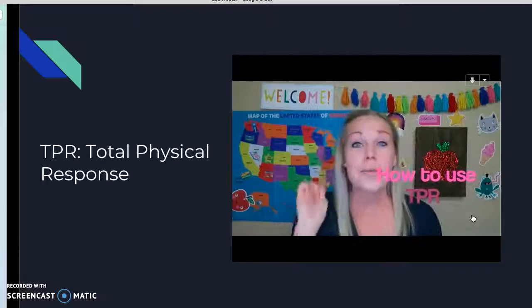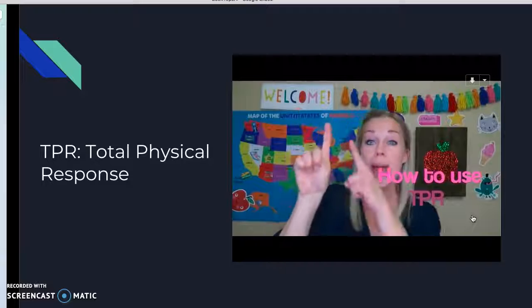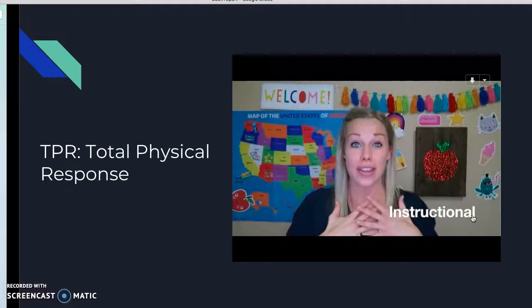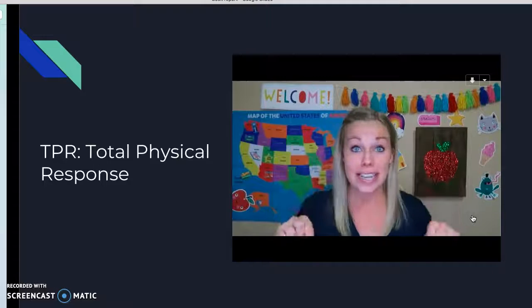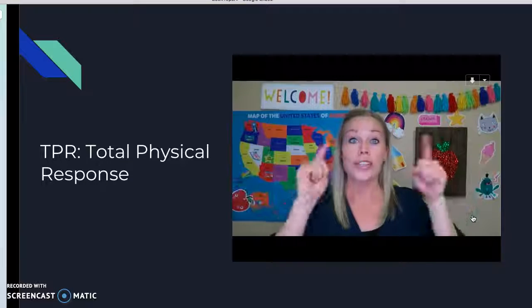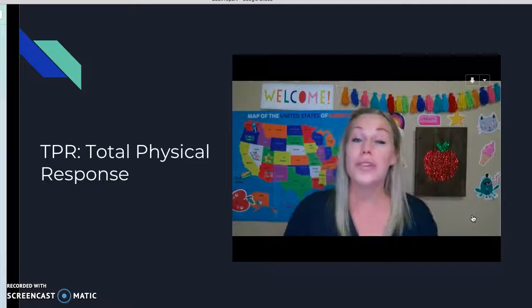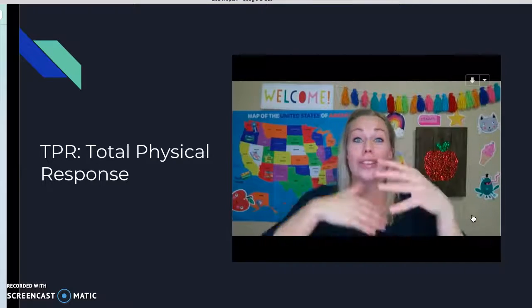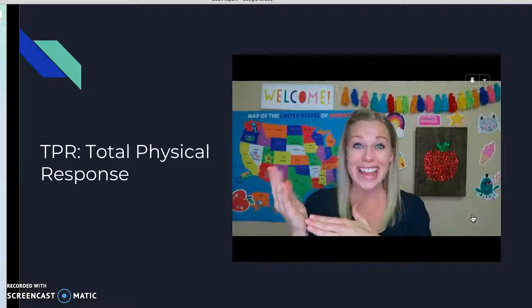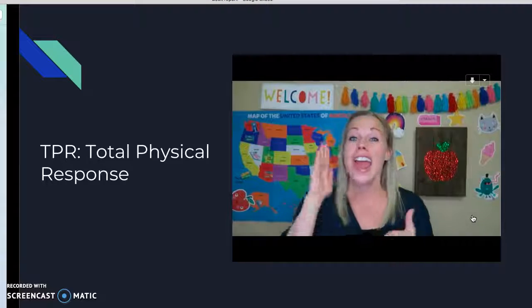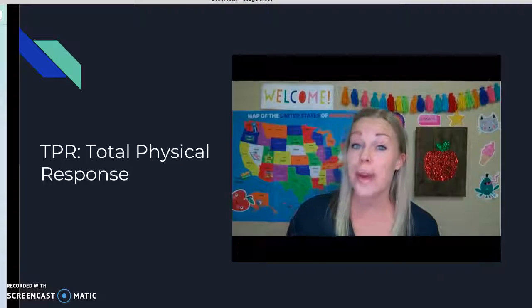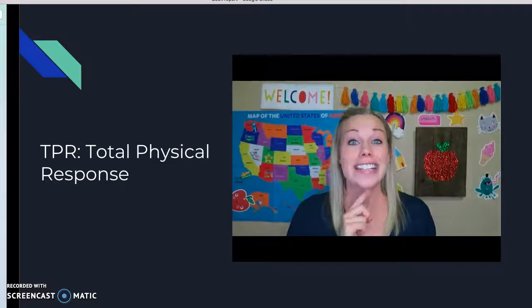Number 3, how do we use TPR? There are 2 types. Number 1, instructional TPR. These are when I'm giving commands. Stand up, sit down. If I say, what is your name? I'm using actions, movement to go with instruction. That's the first type of TPR. The student is not expected to repeat those. One I use a lot with my beginner students, I say, you repeat.